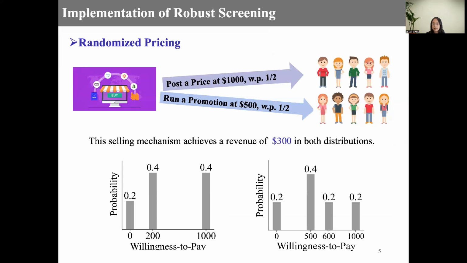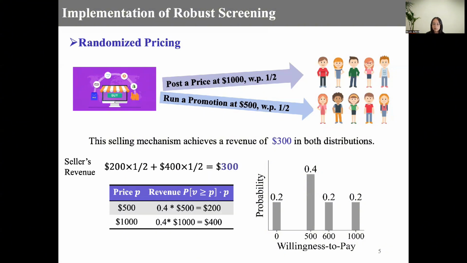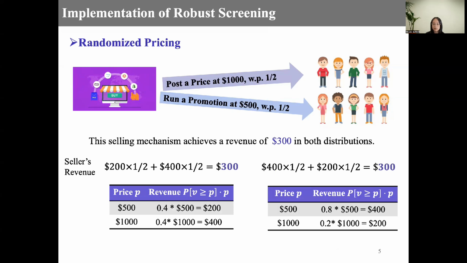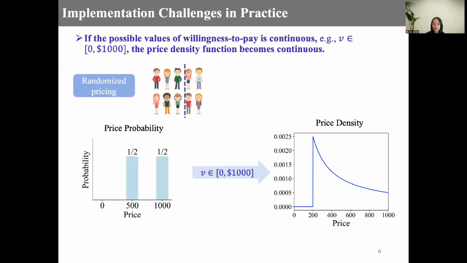The robust screening may have many different types of implementation. For example, randomized pricing is a simple implementation of robust screening. So suppose an online shopping platform posts a price at 1,000 with half probability and runs a promotion of 500 with half probability. Then this randomized pricing strategy achieves a revenue of 300 in both distributions in our example. So now we know the robust screening has better performance compared to posted price.